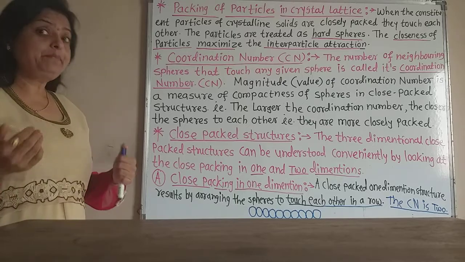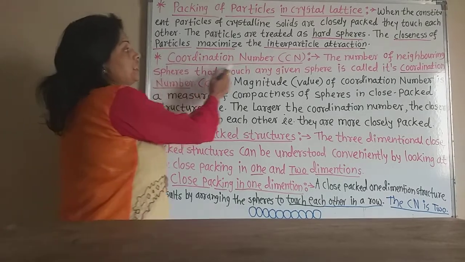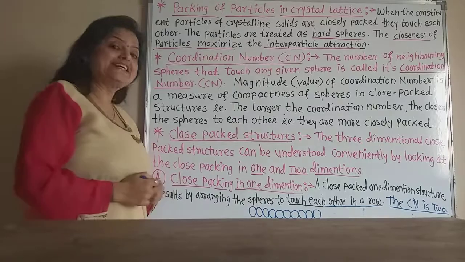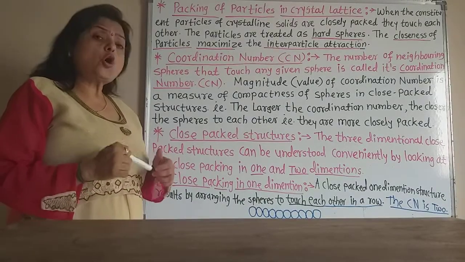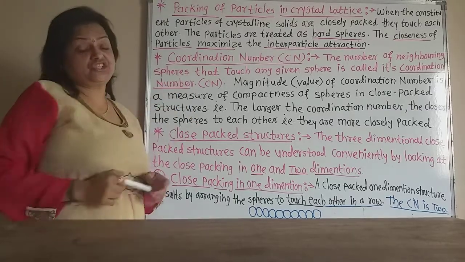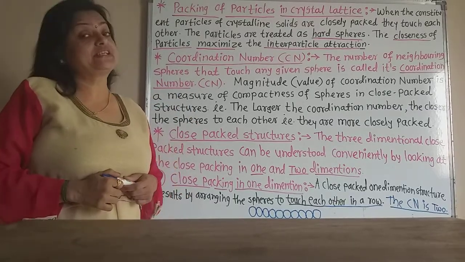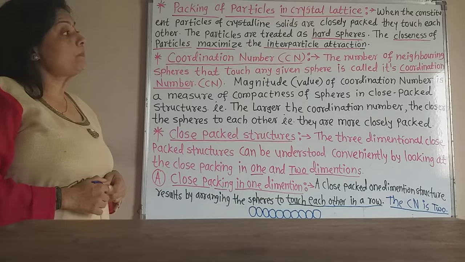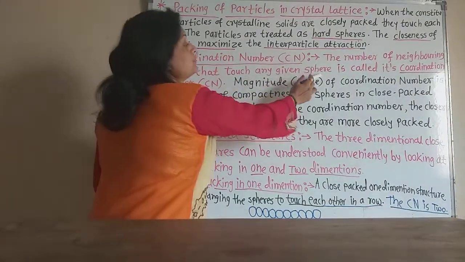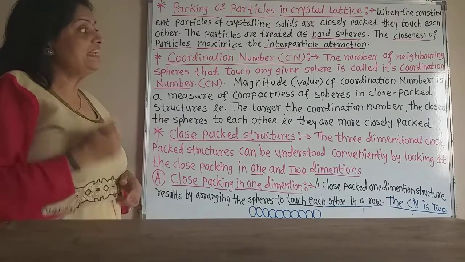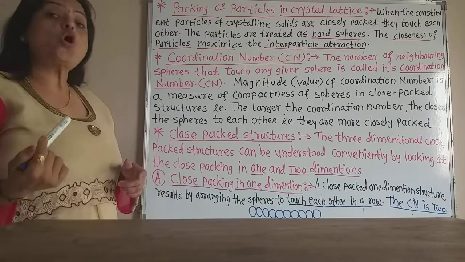Now, the definition of coordination number, in short called CN. The number of neighboring spheres. How many neighboring spheres are there? The number of neighboring spheres that touch any given sphere is called its coordination number.